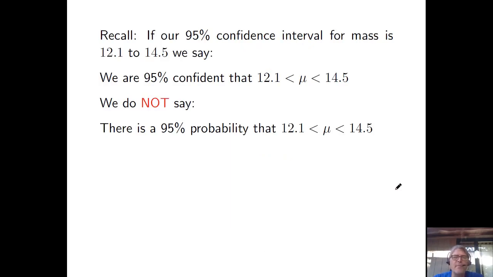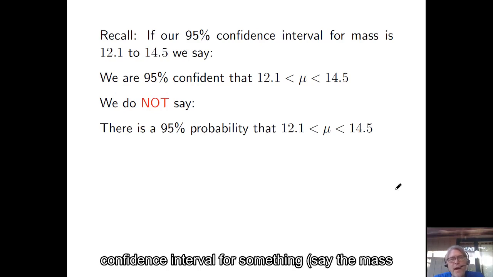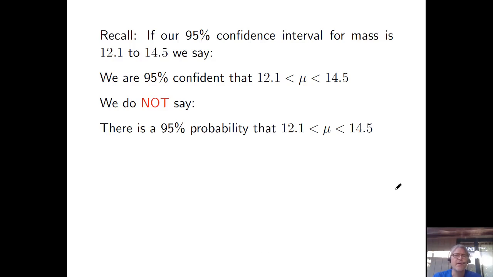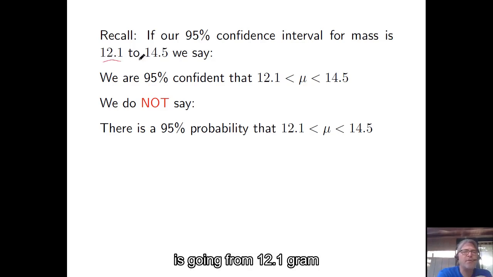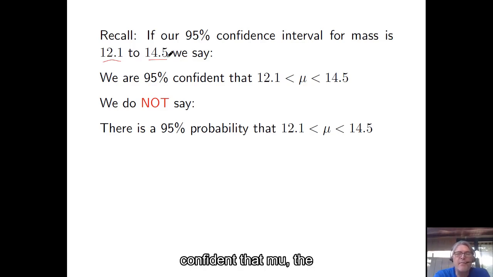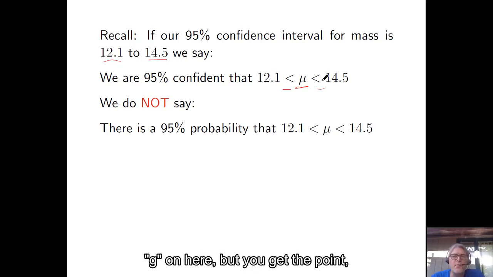Okay, so remember that if we have a 95% confidence interval for something, say the mass of some organism, and let's say we have some real data and we say that our 95% confidence interval for the mass is going from 12.1 grams up to 14.5 grams. Remember that what we're supposed to say is that we're 95% confident that mu, the true parameter value, is between the bounds of that confidence interval. I should have put grams on here, but you get the point, hopefully.